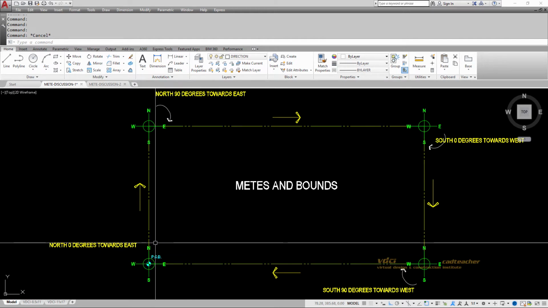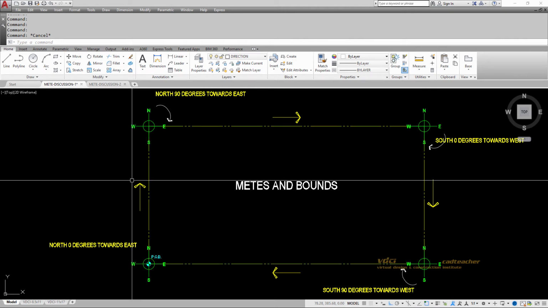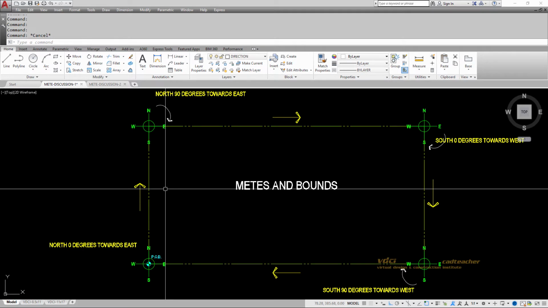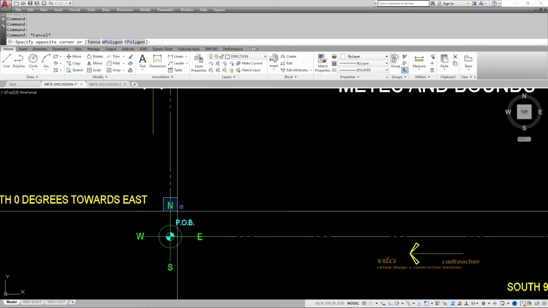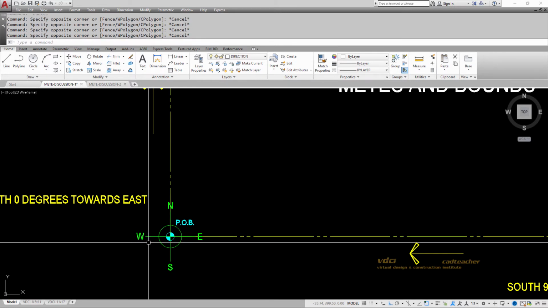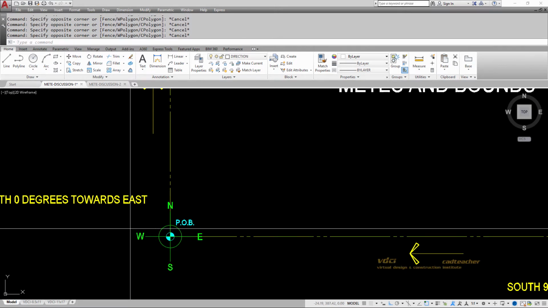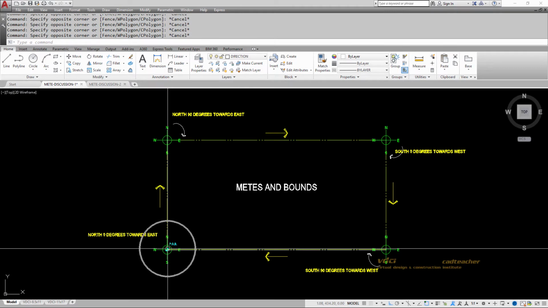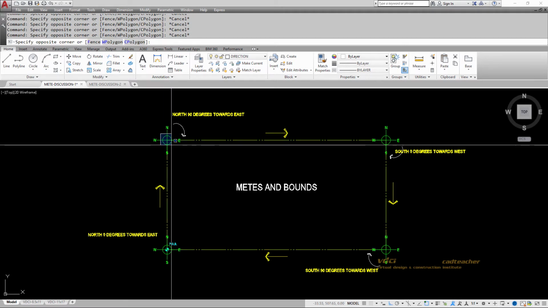Now, when I look at the line segment that is going this way, this segment is going north so many degrees towards east or towards west. Because typically, when engineers are doing their work, they're saying north so many degrees towards east, north so many degrees towards west, or south so many degrees towards east, or south so many degrees towards west. So in this example, we're going from the point of beginning north 0 degrees towards east, and that will get us to this point.